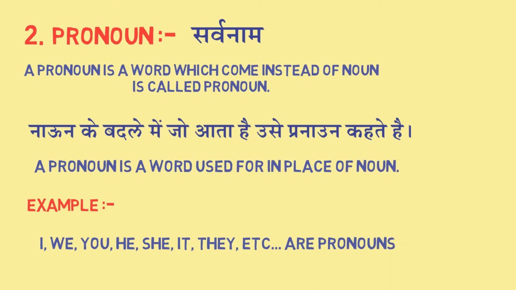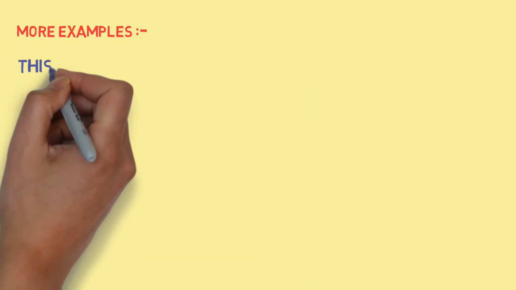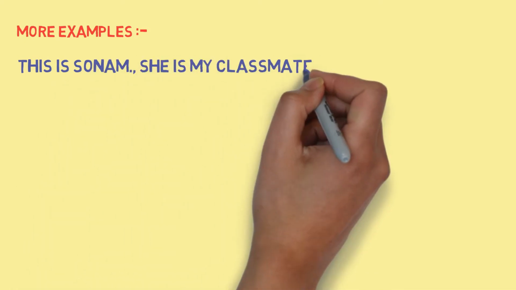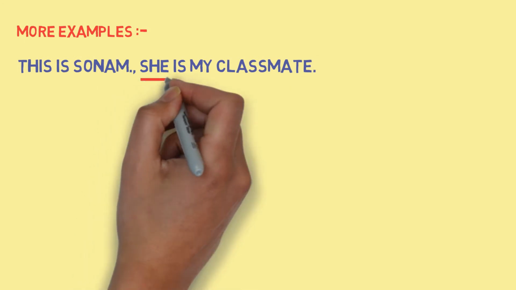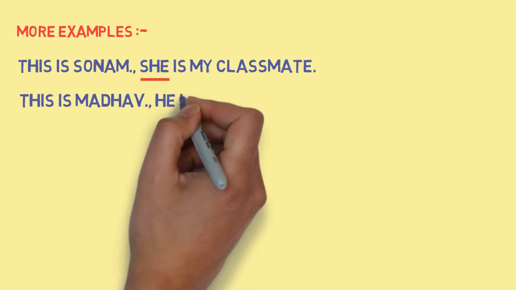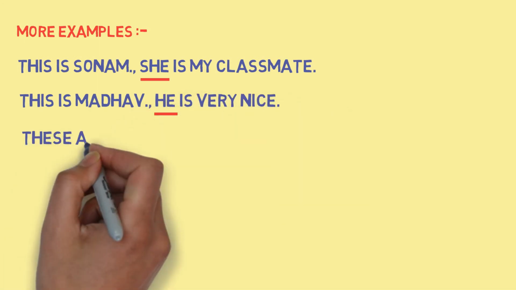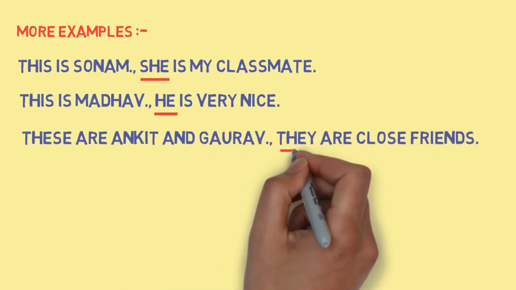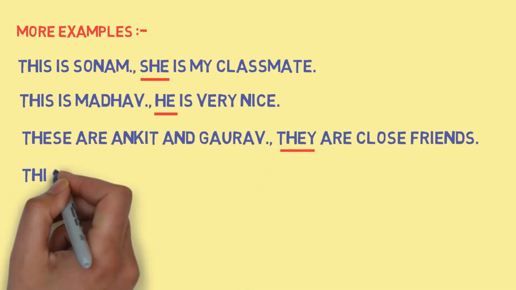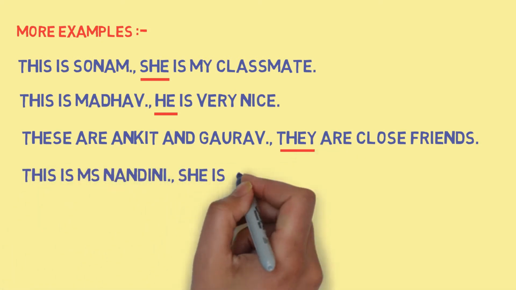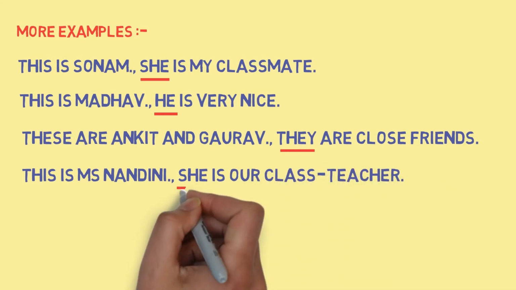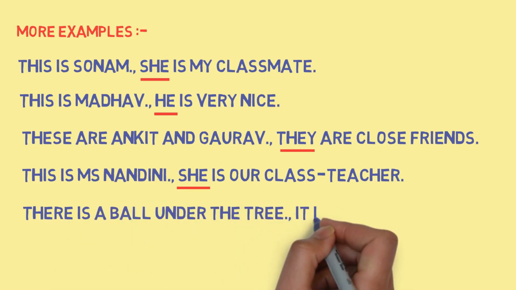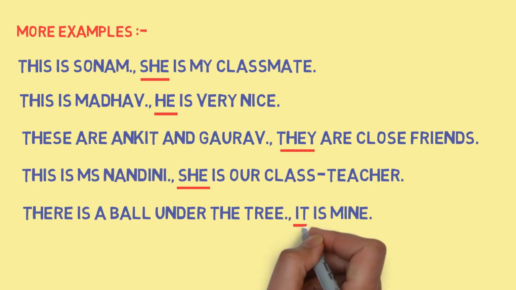are pronouns. Example: this is Sonam. She is my classmate. She is the pronoun. This is Madhav. He is very nice. He is the pronoun. These are Ankit and Gaurav. They are close friends. They is the pronoun. This is Miss Nandini. She is our class teacher. She is the pronoun. There is a ball under the tree. It is mine. It is the pronoun.